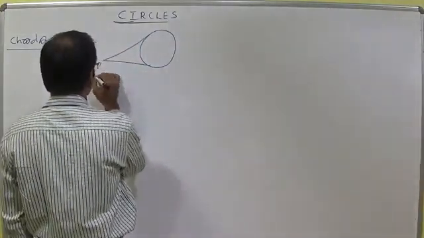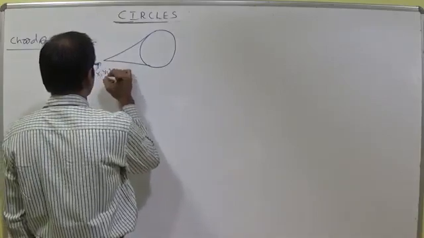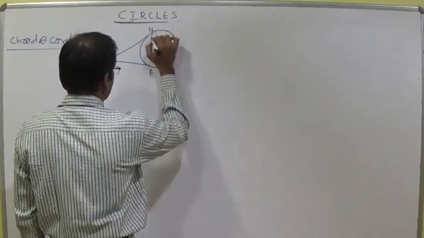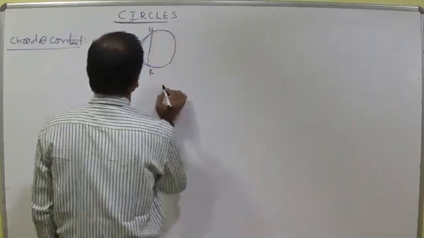This is P, (x1, y1). This is Q, this is the point of contact, and this is R. That's all.